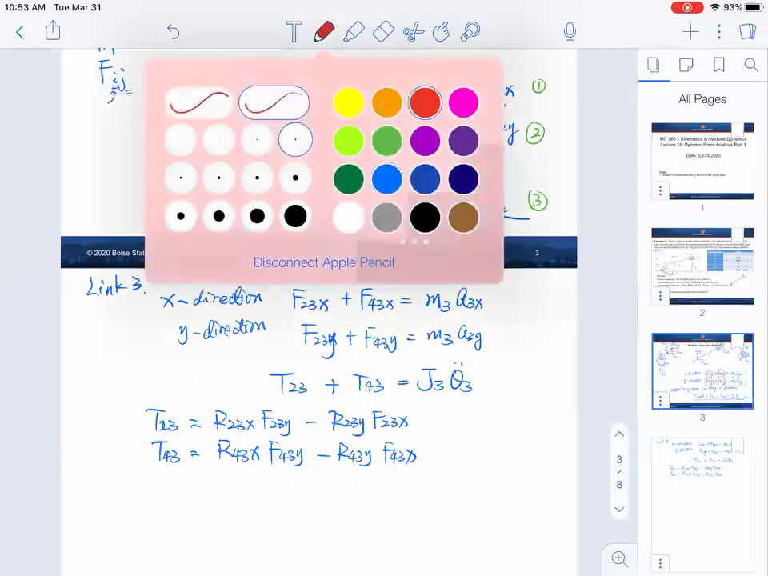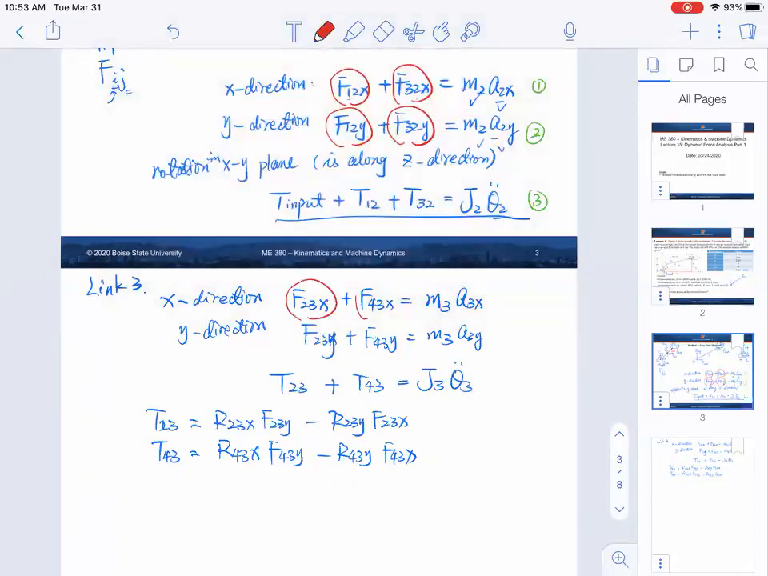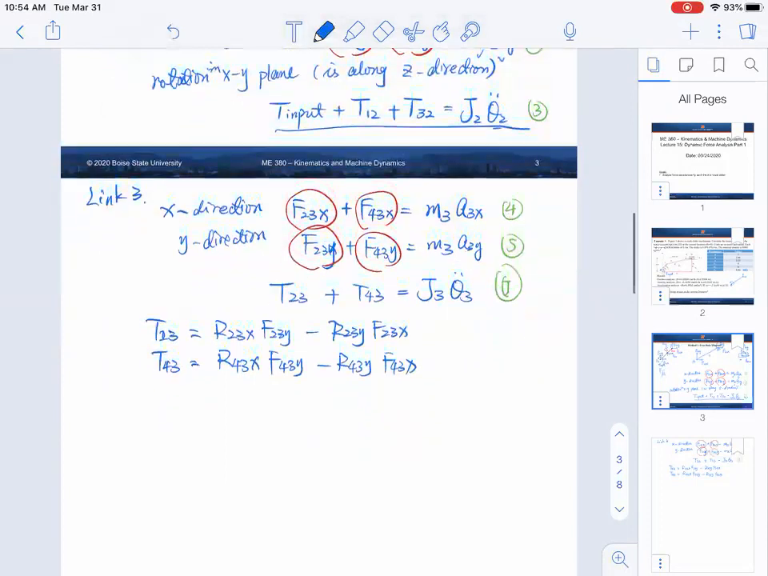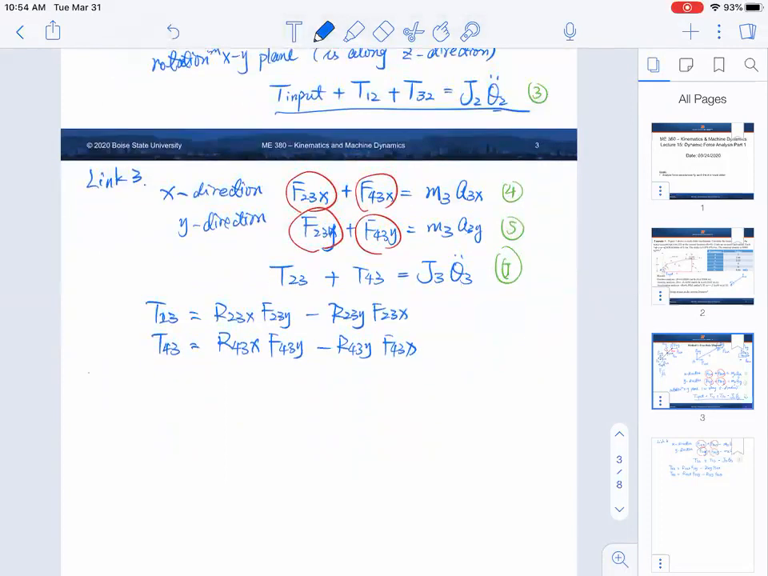And then let's focus on all the unknowns. These are unknown, the same thing. And then how many equations do we have? We have number 4, 5, and 6. So we have 8 unknowns and 6 equations, and the situation is getting worse. But no worries. We just keep deriving, to keep finding other equations.